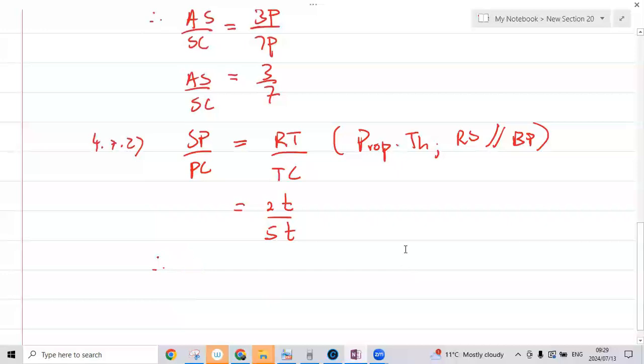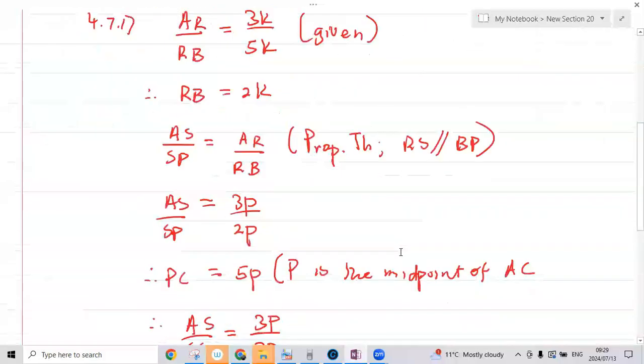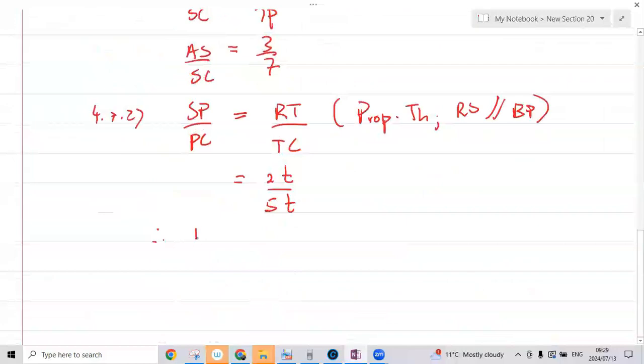The question was RT over TC. Yep, RT over TC. So therefore, RT over TC is going to equal 2 over 5. Okay, done.